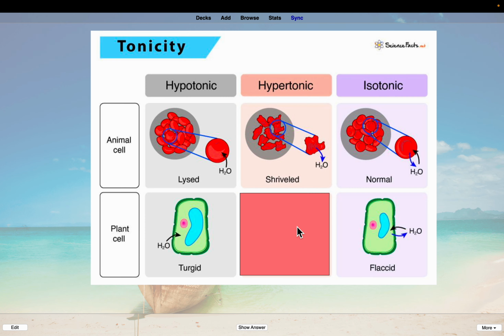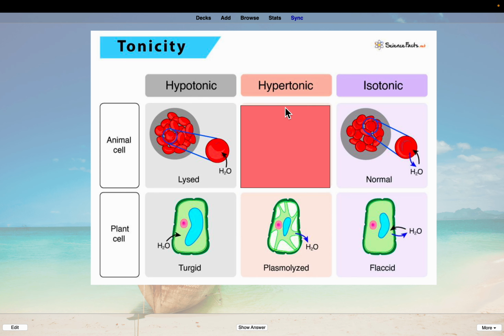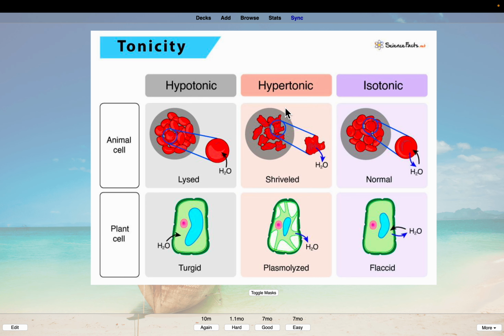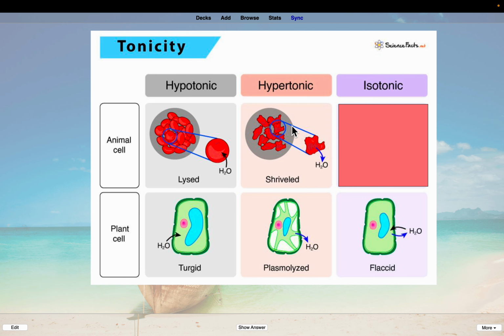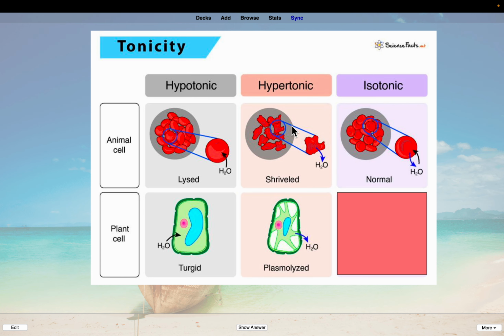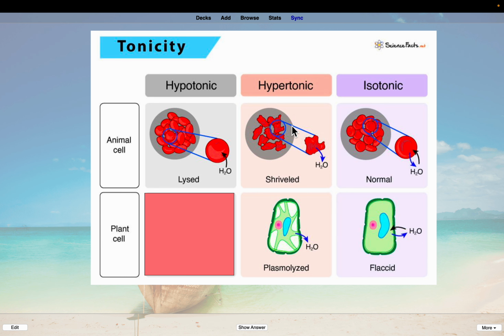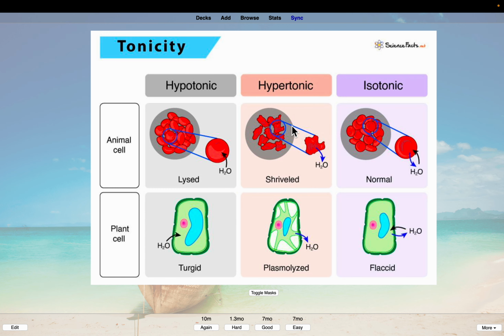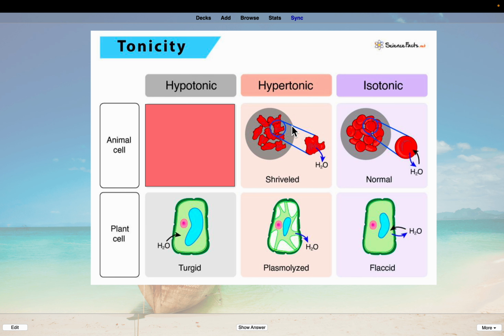Okay. The plant cell would be plasmolysed in a hypertonic environment. Animal cells will be shriveled in a hypertonic environment. Animal cells will be normal in an isotonic environment. Plant cells will be flaccid in an isotonic environment. Plant cells will be turgid in a hypotonic environment. Animal cells will be lysed, or they will burst, in a hypotonic environment.